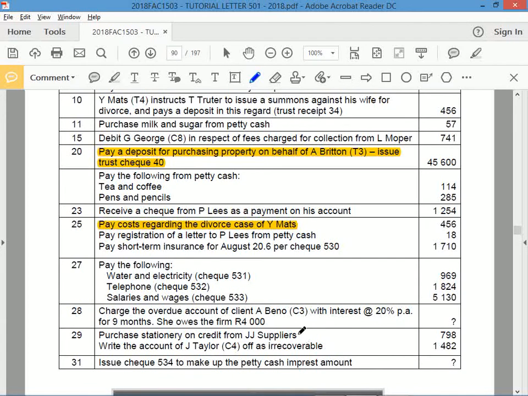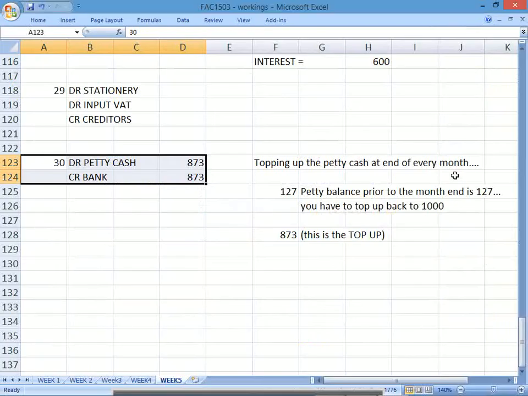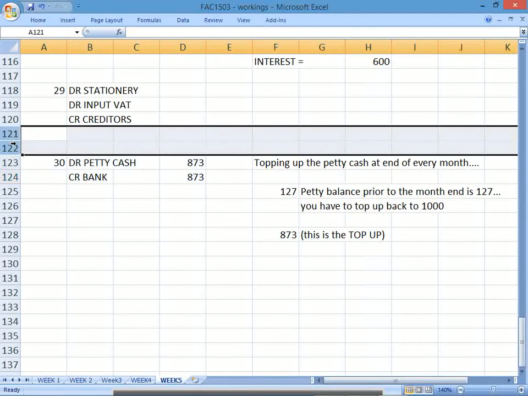Twenty-nine. Oh, you're right. I didn't discuss this one. I discussed that one. I need to look at this one. Yeah, you're right. Okay, we missed one. Write the account of J. Taylor off as irrecoverable. Okay, so let me just insert that here.